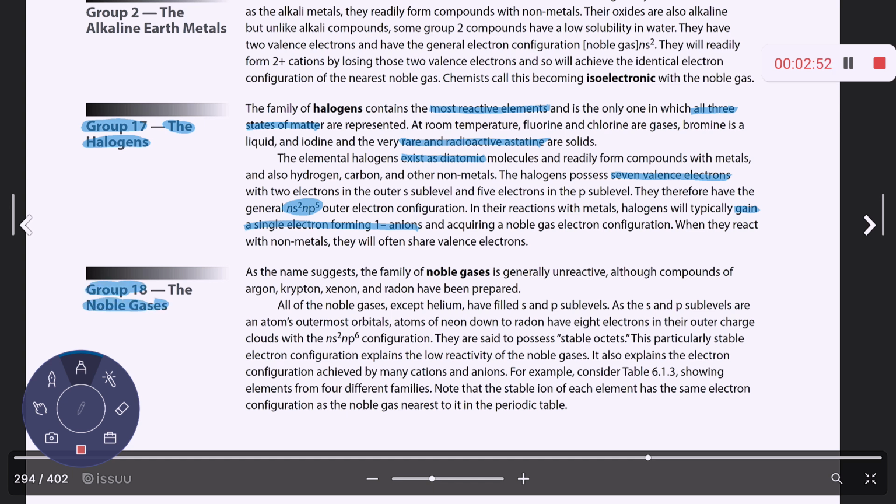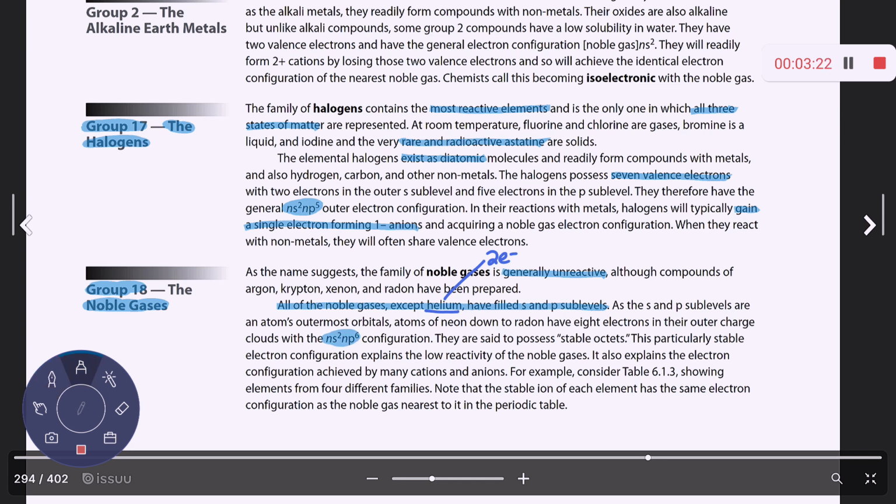Last group, noble gases. Noble gases are generally unreactive, but in the lab they have made some compounds with them. All of the noble gases except helium have completely filled s and p subshells. That's because helium only has 2 electrons, so there is no way that helium could have 8, or an octet, of valence electrons like all of the other ones do.